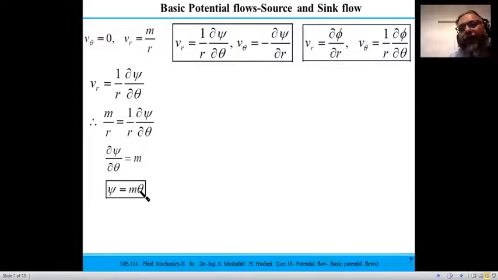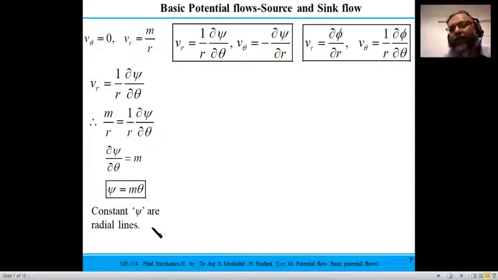So at every θ you have a corresponding ψ. When θ is 0 radian, your ψ is 0. When θ is, let's say, 30 degrees or 45 degrees, π/4, then m times π/4 would be the corresponding stream function, and so on. So these ψ lines would be your radial lines where flow is coming out. Because the dominant direction of flow is radial, this family of lines at every θ is going to represent the family of streamlines.